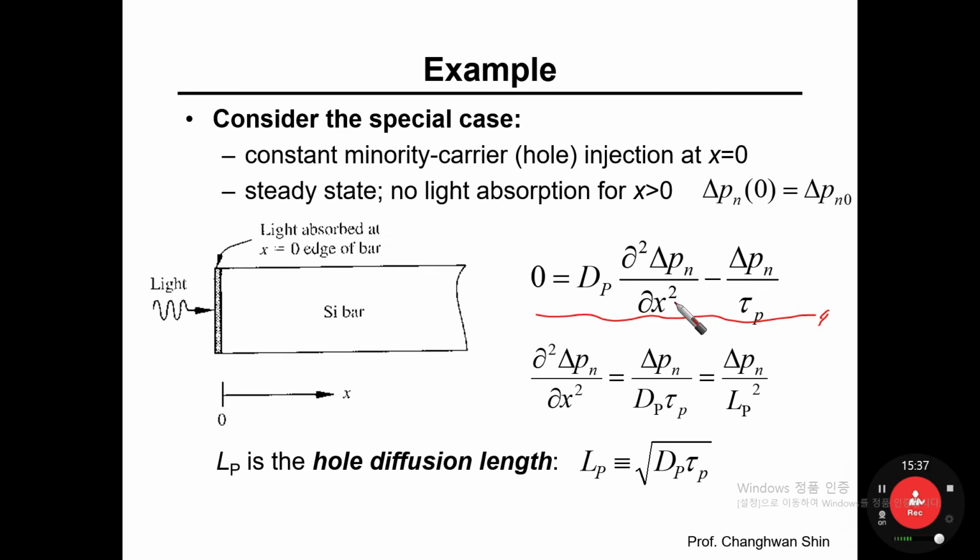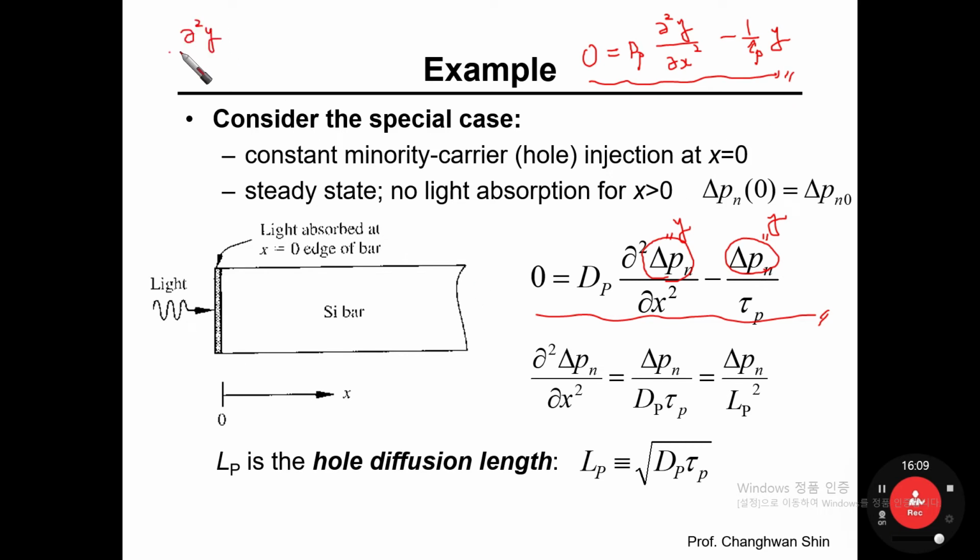Now this minority carrier diffusion equation looks very simple. Take a look at here. Those two, suppose that that is y. Then 0 is equal to D_p times the second derivative of y, minus 1 over tau p times y. So this second order derivative equation can be rearranged like that, this type, where C indicates a certain constant.